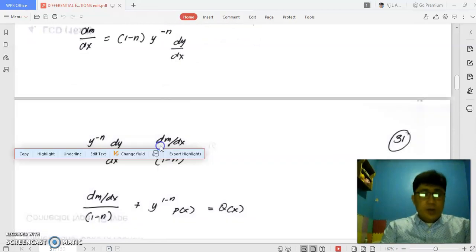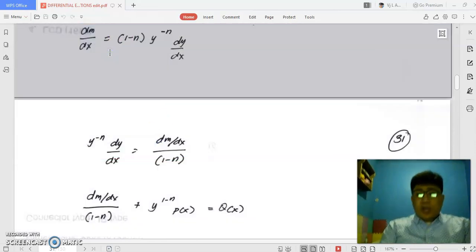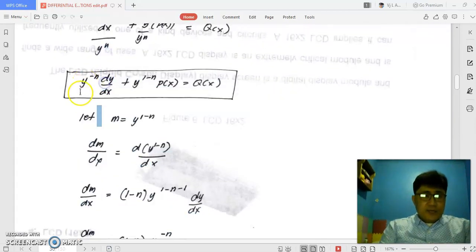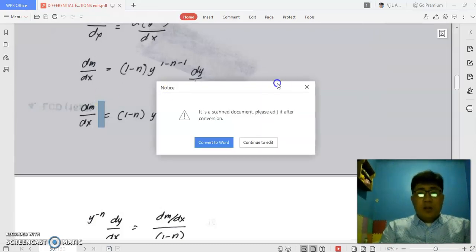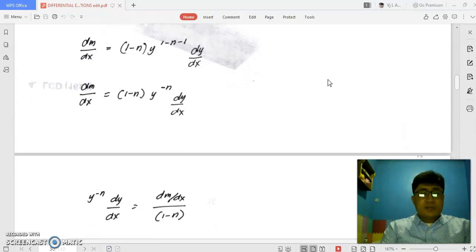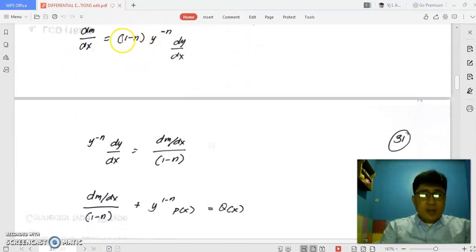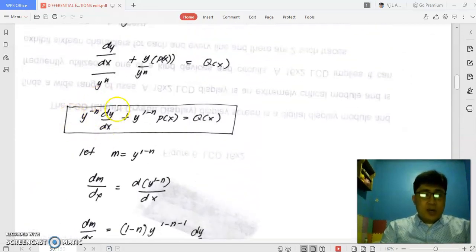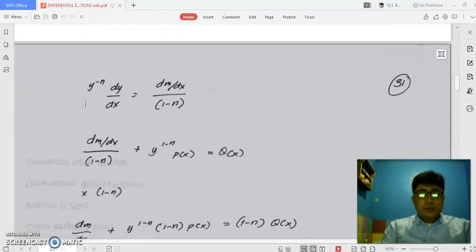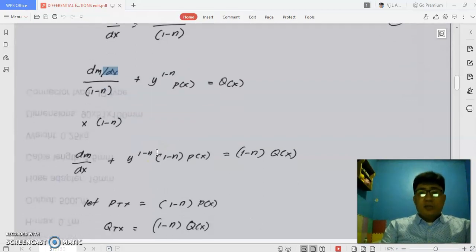From here, what we are trying to do is to replace this part, y raised to the power of negative n dy over dx, with our value of dm over dx. So from there, we just transfer 1 minus n to the other side so that we can have our y raised to the power of n dy over dx, which we will substitute here. Okay? So we already substituted it, which is this one. After that, you can now continue simplifying.